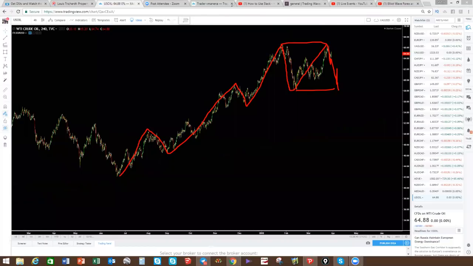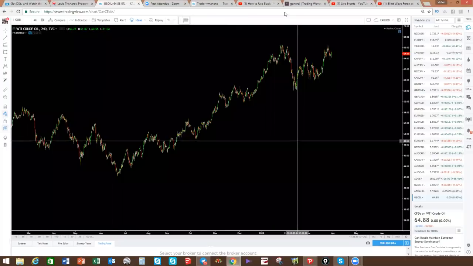So this B wave is in 3 waves as we expect of a B wave. Right, so if this is the case, then we're going to still get continuation to the upside. So oil, we've been spot on with oil.